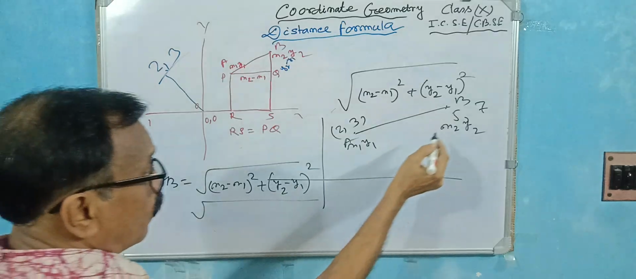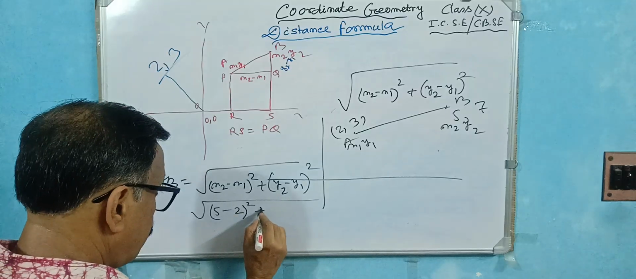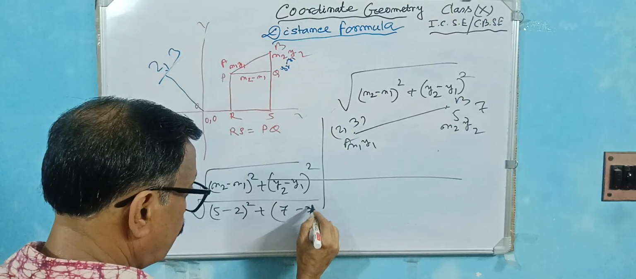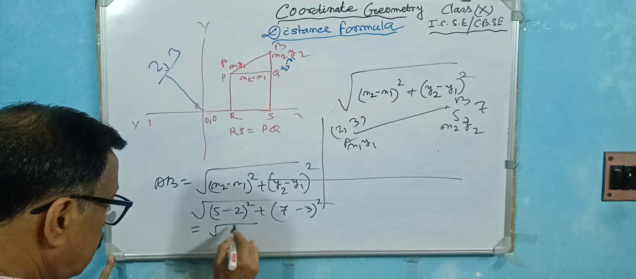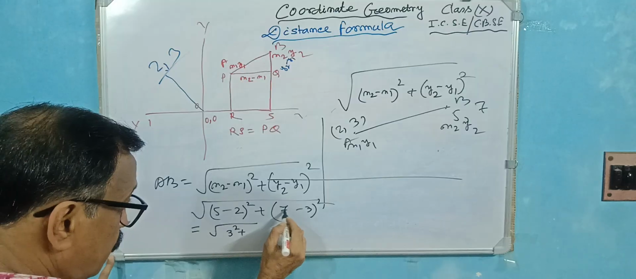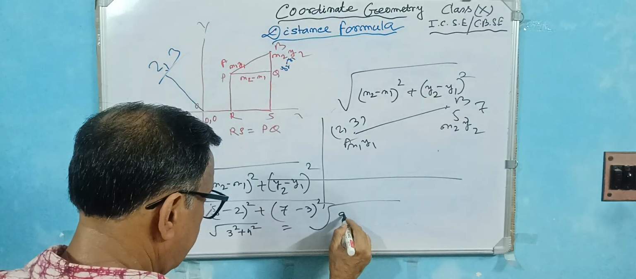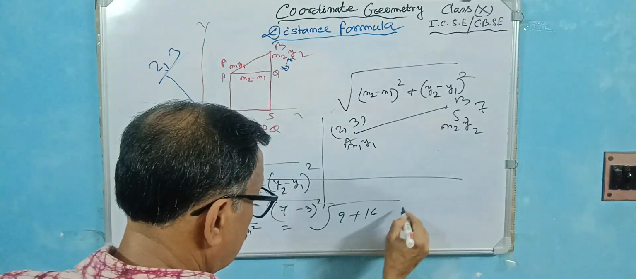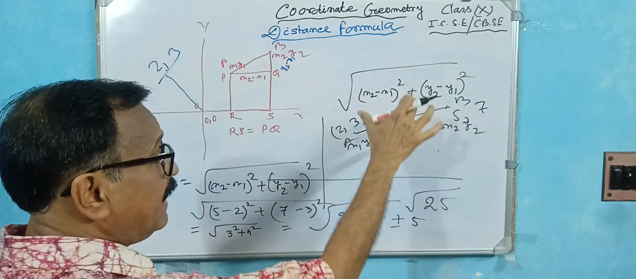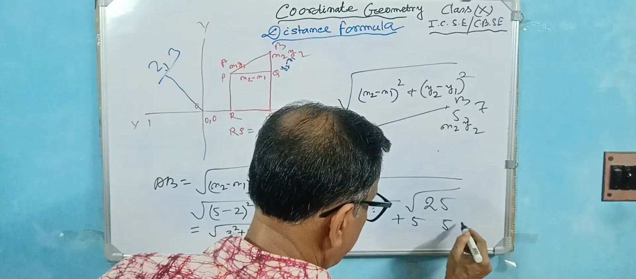So this is root over of, what is the x2 value? 5 minus, x1 value is 2, whole square, plus y2 is 7 minus y1 is 3, whole square. So this is 5 minus 2 is 3, square, plus 7 minus 3 is 4, square. So ultimately this is 9 plus 16, which is 25. So this is plus minus 5. But the distance is not negative, so you write only plus 5 units.